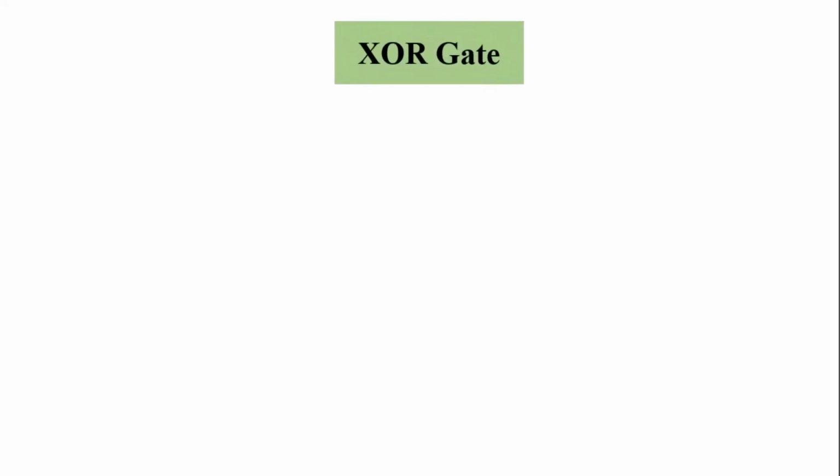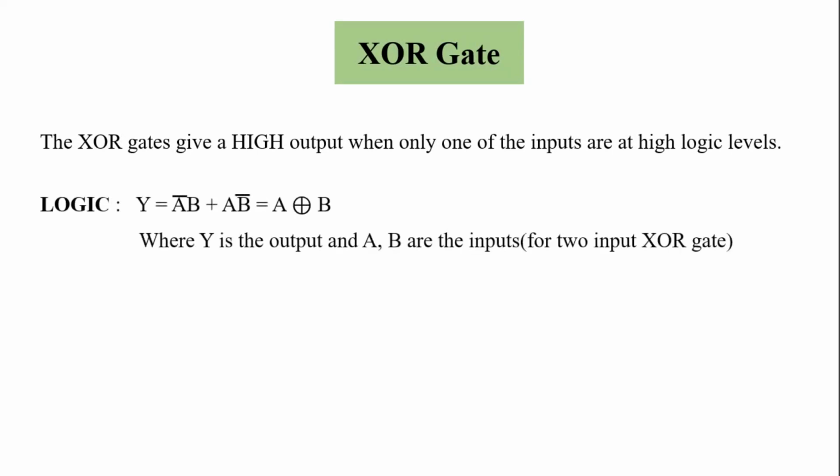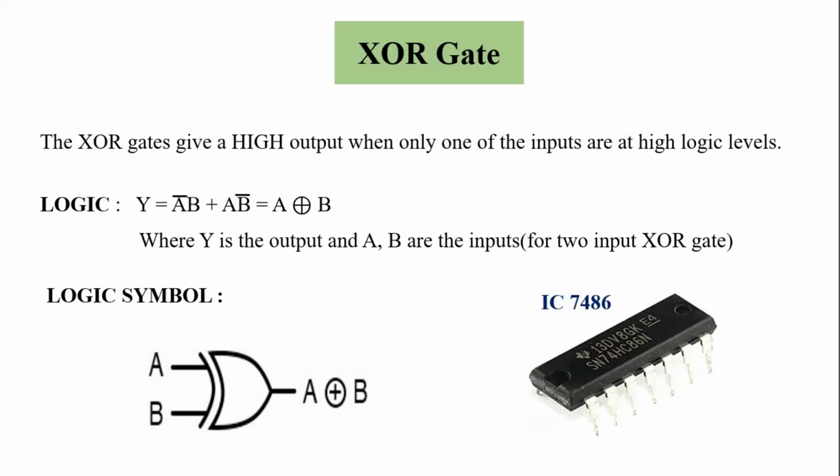First of all, we will see XOR gate. The XOR gate gives a high output when only one of the inputs is at high logic level. The logic of two input XOR gate: Y equal to A bar B plus A B bar, equal to A XOR B, where Y is the output and A, B are two inputs. The logic symbol of two input XOR gate looks like this. XOR gate IC number is 7486.